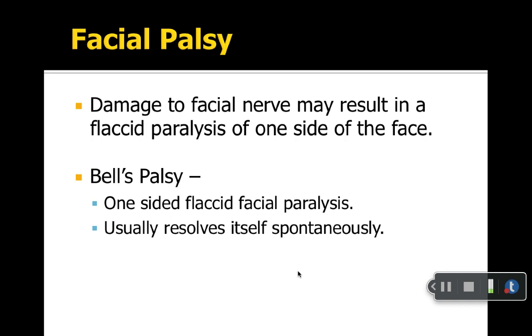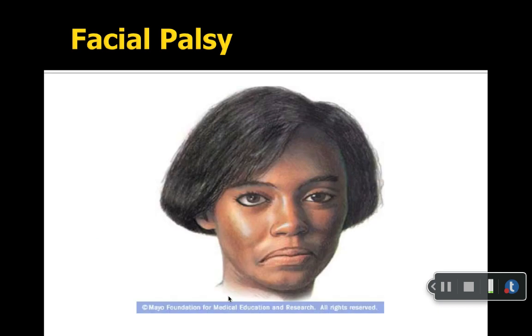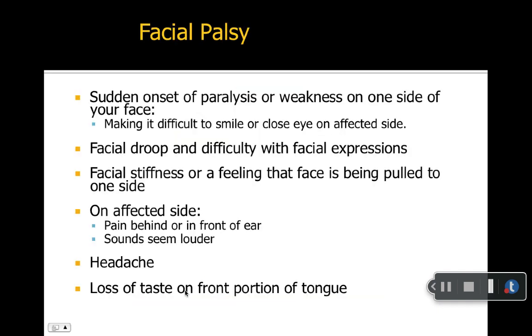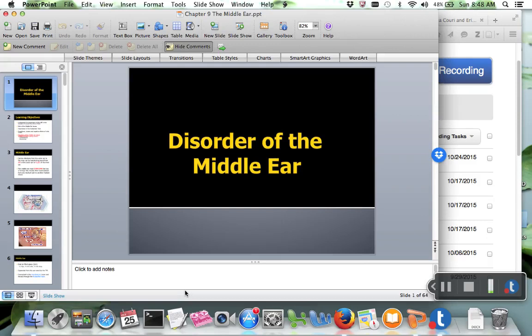It sometimes resolves itself. So if you can see in this picture, her face is a bit droopy on the right side. This would be Bell's palsy. So sudden onset of paralysis or weakness on one side of the face, making it difficult to smile or close an eye on the affected side. Facial droop, difficulty with facial expressions, facial stiffness. There might be some pain, headache, taste might be affected. It's facial palsy. It resolves itself for the most part. I'm not sure if there's any other real treatment other than watching and waiting.